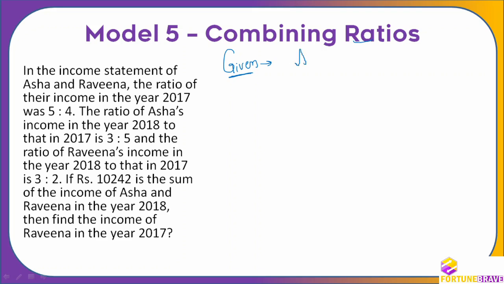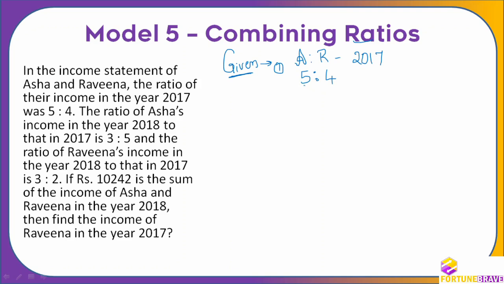They have given Asha and Ravina's income for 2017. What is it? 5:4. Okay, this is for 2017. Right, and then what have they given? I'm going to write it in a way so that you will be able to understand it properly.